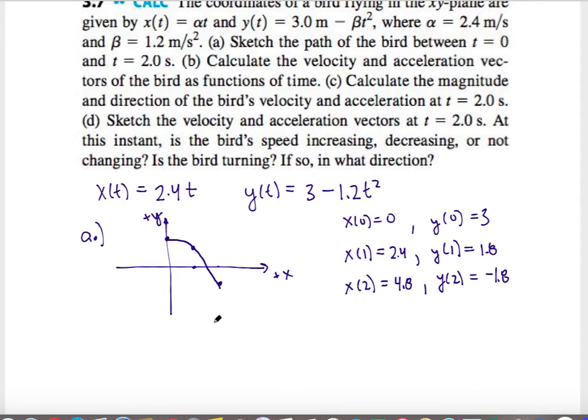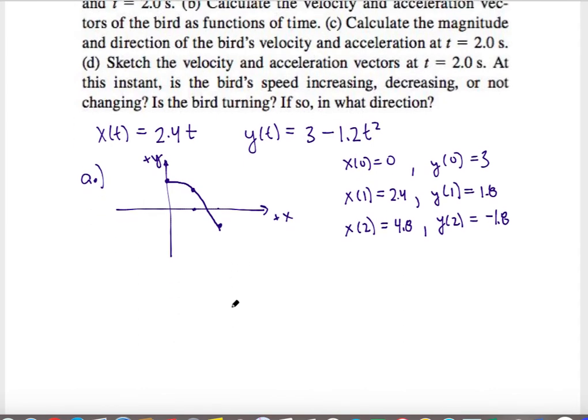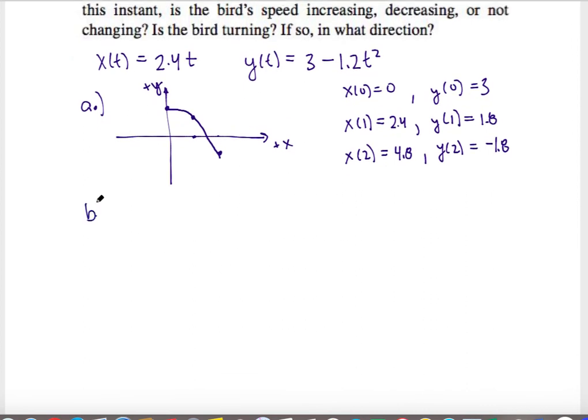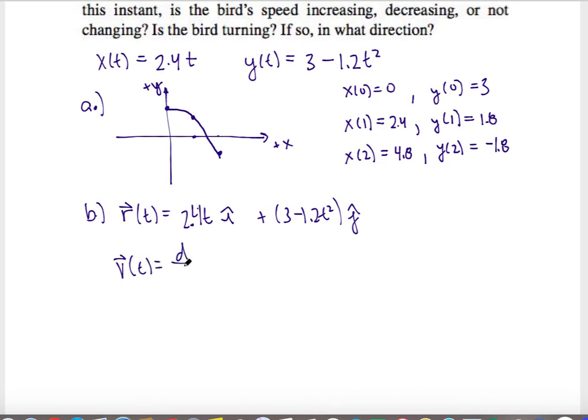So B asks us to find the velocity and acceleration vectors of the bird as functions of time. In order to do that, I'm going to rewrite my position functions as one position vector. So I can write this as 2.4 t i hat plus (3 minus 1.2 t squared) j hat. So my velocity vector will just be the time derivative of my position vector, which will just be 2.4 i hat minus 2.4 t j hat. So this is my velocity vector as a function of time.